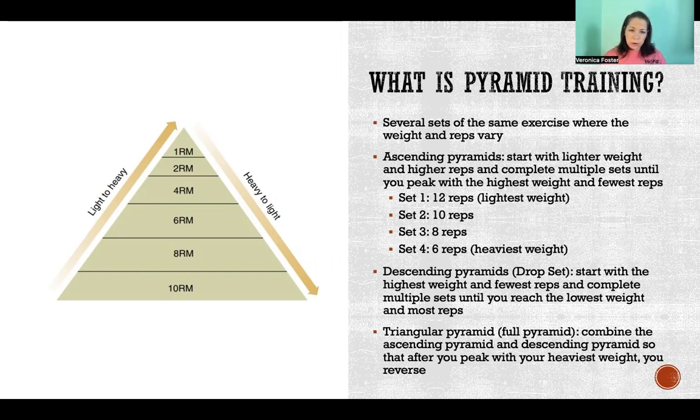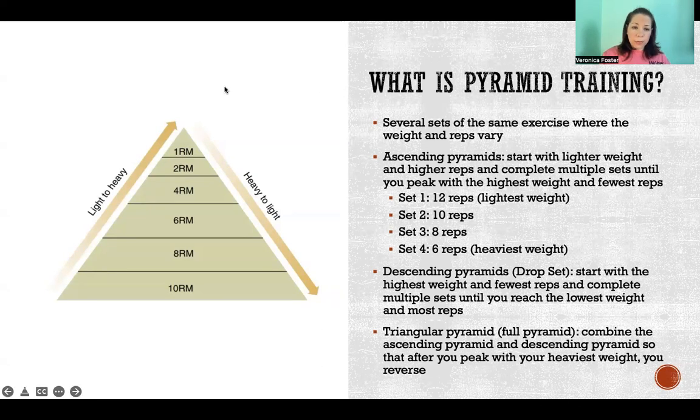An ascending pyramid is like what we see on the left side here. That's where we're starting with a lighter weight and more reps, and then with each set, we are going up in weight and lower in reps. So you're starting with your lightest weight and the highest number of reps, and with each set, you're working your way closer and closer to your heaviest weight. Here I gave an example where you can go 12, 10, 8, 6, but you can use any rep ranges that you want, and you can do any number of sets. So that's an ascending pyramid.